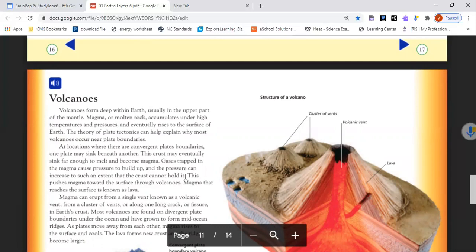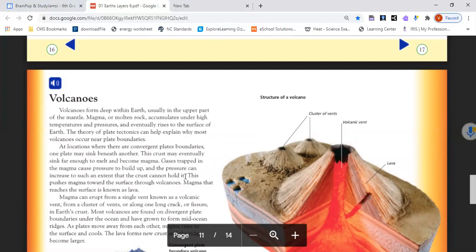Gases trapped in the magma cause pressure to build up, and pressure can increase to such an extent that the crust cannot hold it. This pushes magma towards the surface through volcanoes. Magma that reaches the surface is called lava. So lava is a red molten liquid that is being pushed up into the opening of the volcano. Once it comes out, that's when we say the magma is erupted or the lava is coming out.